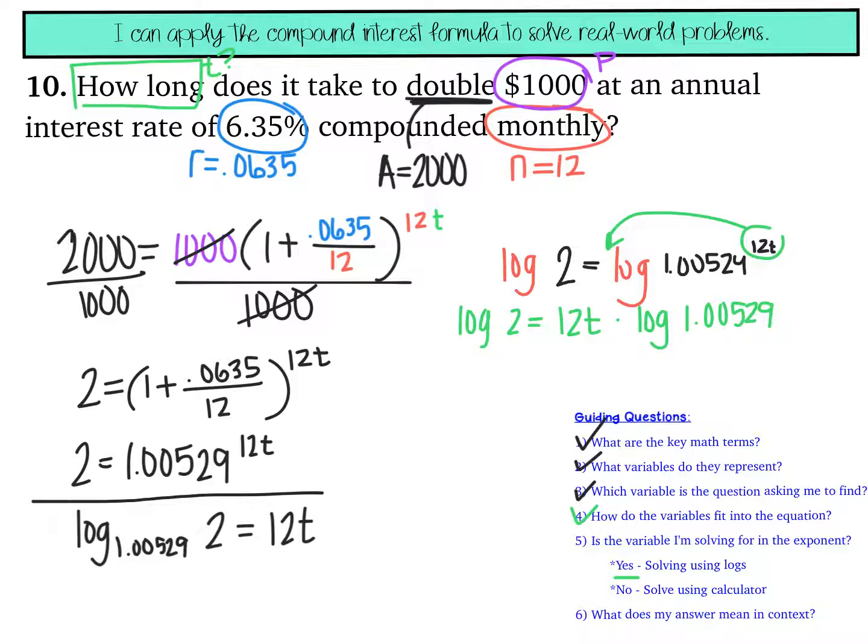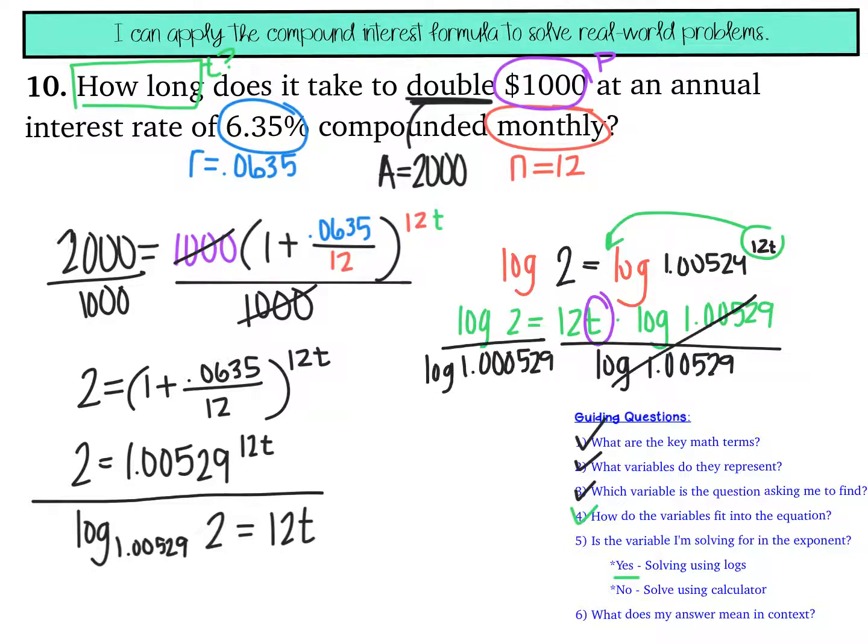And so then I'm looking at this. Where's my variable? Well, my variable is right here, t. And so I need to isolate t. So right now, t is being multiplied by 12 and by the log of 1.00529. So I can get rid of them at the same time if you'd like. If that's too much, I can go ahead and divide by the log of 1.00529 on both sides. And this is just basic algebra. It's just using different numbers than we're used to.